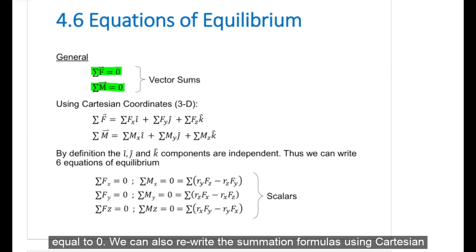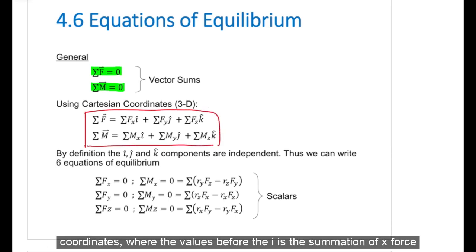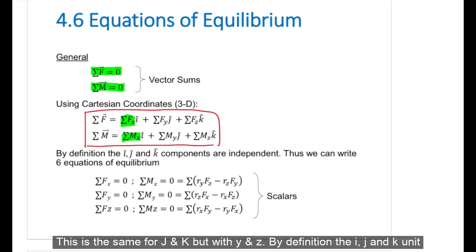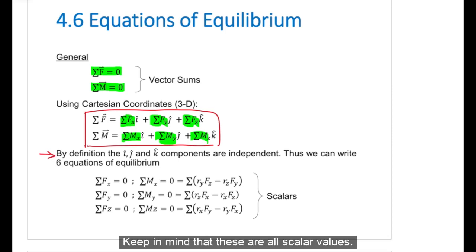We can also rewrite the summation formulas using Cartesian coordinates, where the value before the i is the summation of x-force components of the vector force or moment. This is the same for j and k, but with y and z. By definition, the i, j, and k unit vector components are independent. Thus, we can write 6 equations of equilibrium. Keep in mind that these are all scalar values.